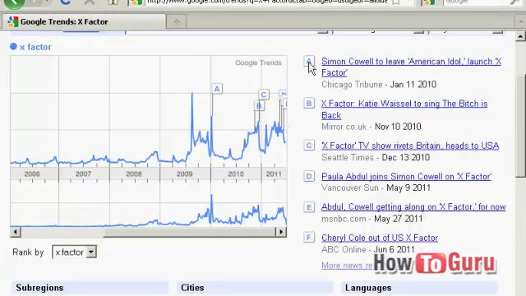This one here shows the peak in traffic when Simon Cowell announced he would leave American Idol, and these when various things have happened on the show. You know, when people started writing about Cheryl Cole and Paula Abdul and so on.